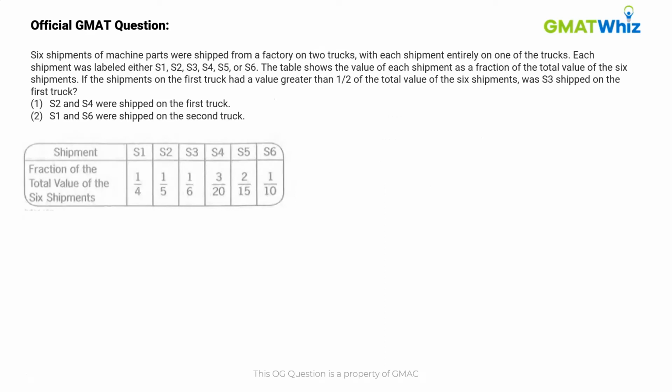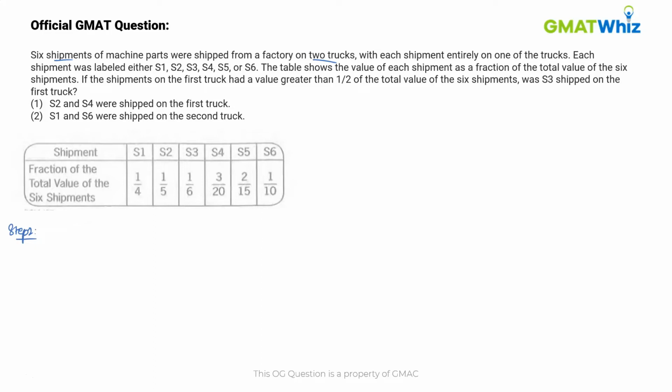In this question, we are given that there are 6 shipments of machine parts that were shipped from a factory, and they were shipped on 2 trucks. And we are given a table in which the fraction of the total value of the 6 shipments are given.